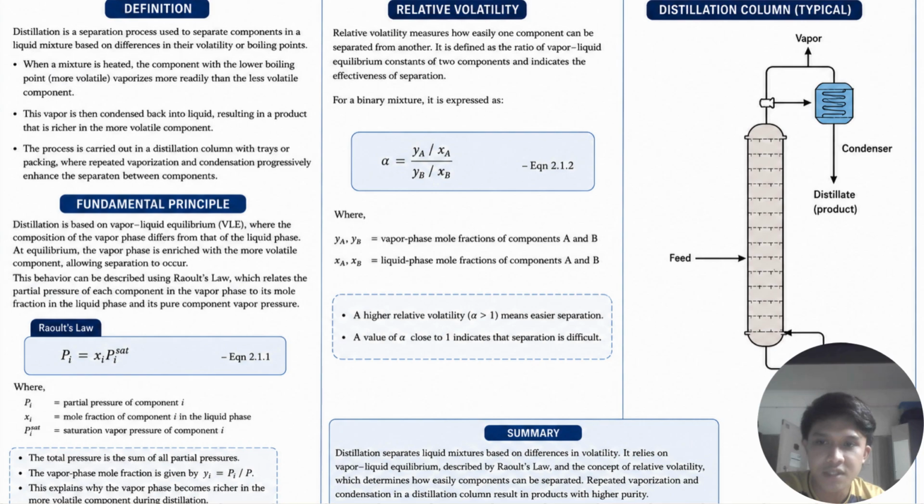The separation process is based on vapor-liquid equilibrium, or VLE, at equilibrium. On the right side is a typical distillation column. The feed enters the middle of the column. At the bottom, the reboiler supplies heat to generate vapor. The vapor rises through the column and reaches the condenser.